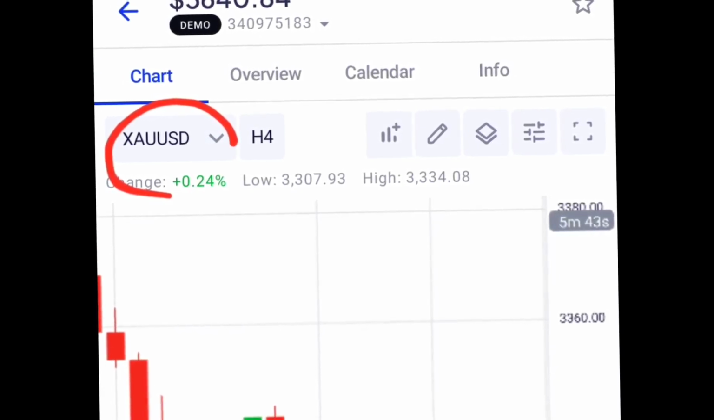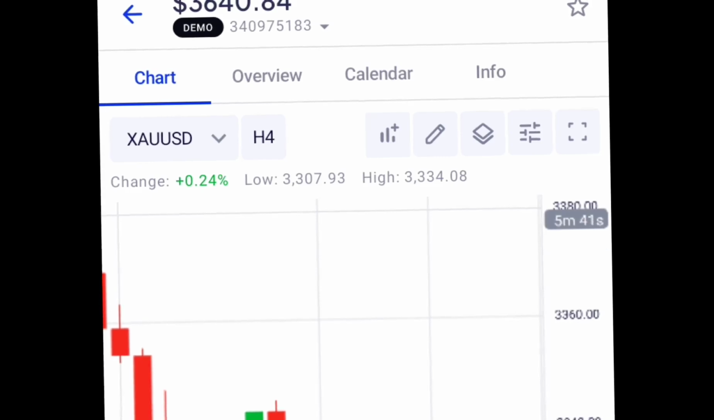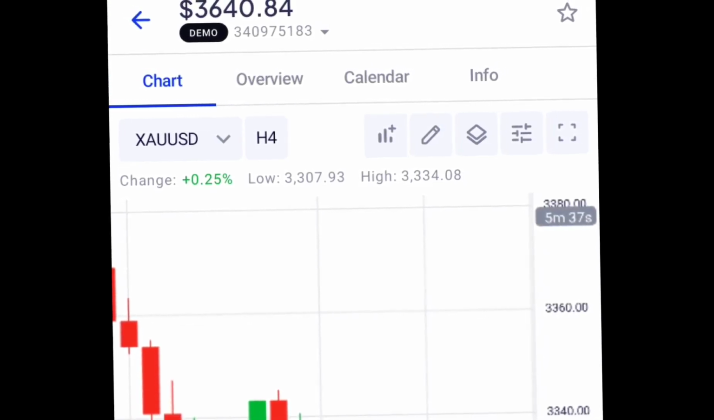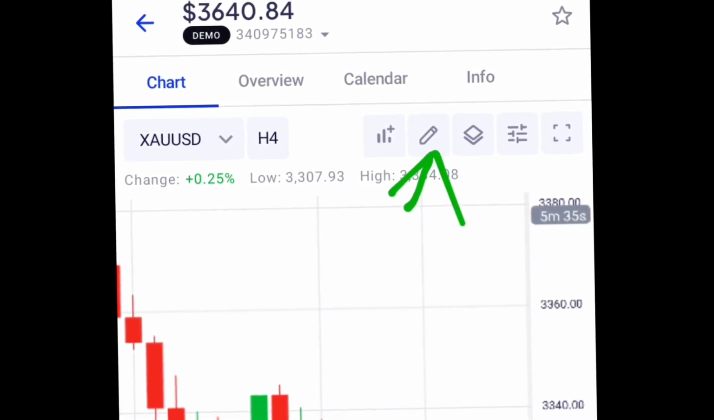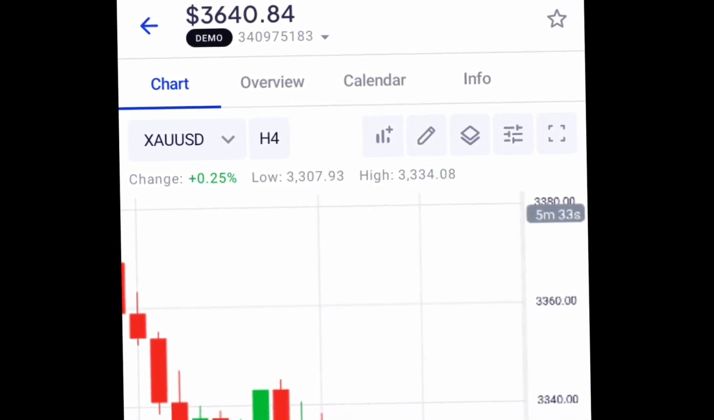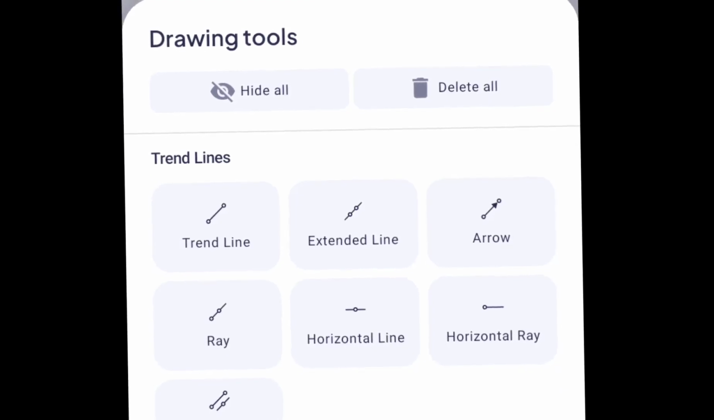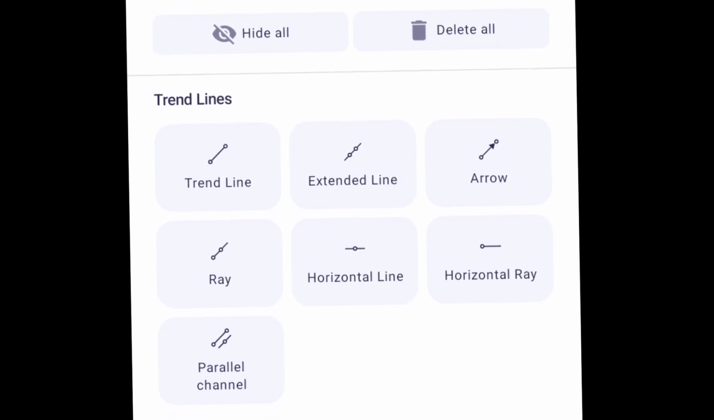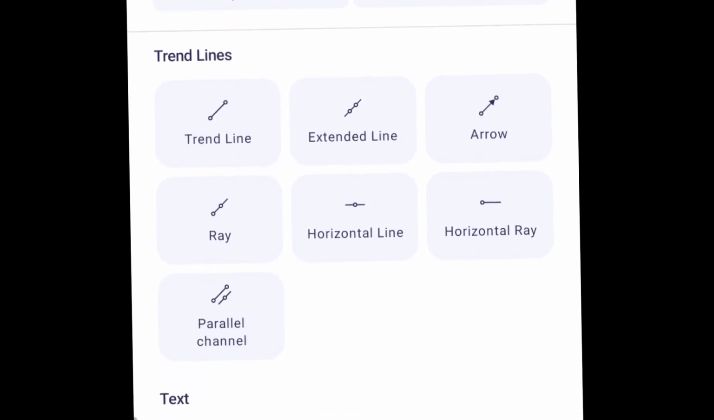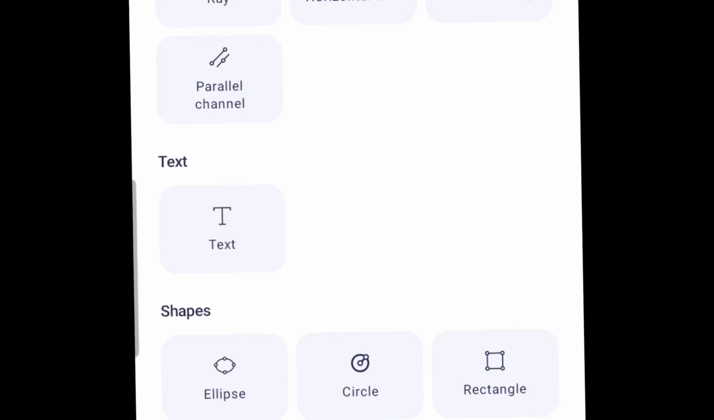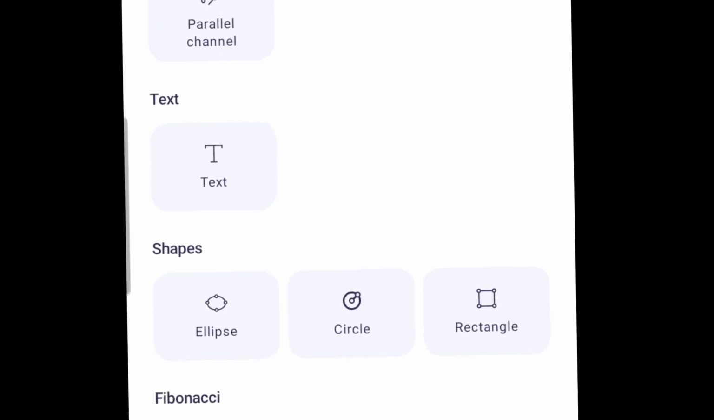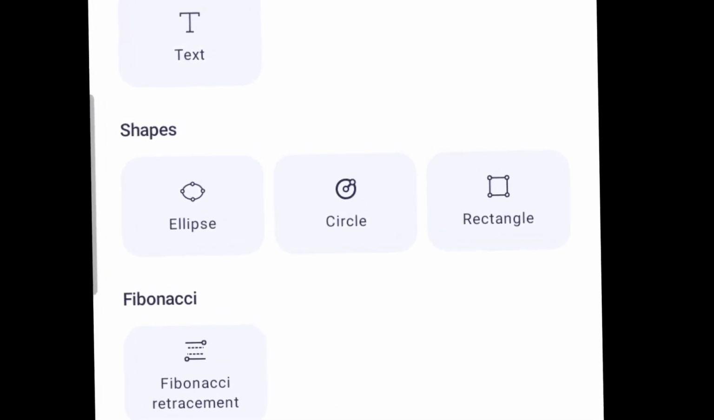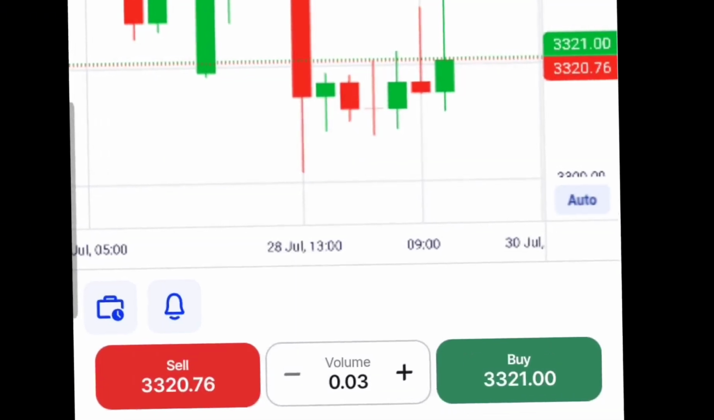Then another thing you're going to see on this chart is this particular pencil here. Did you notice this pencil I'm pointing at? If you click it, you're going to see different things: trend lines, extended line, arrows, horizontal line, horizontal arrow, parallel lines. If you have text, if you want to write something on the screen, many times you see people writing something on their chart and you don't know. So that is it. We have circles, we have the Fibonacci retracement, all of these things put together.